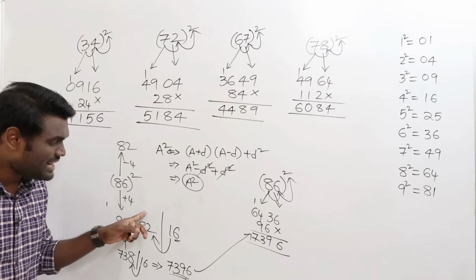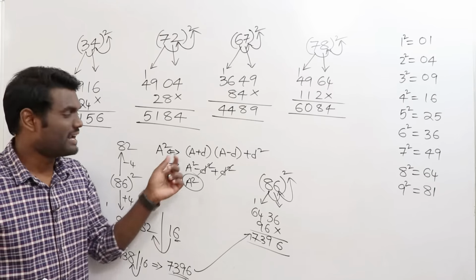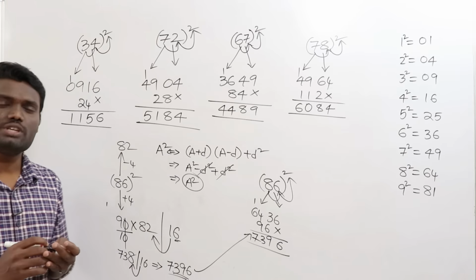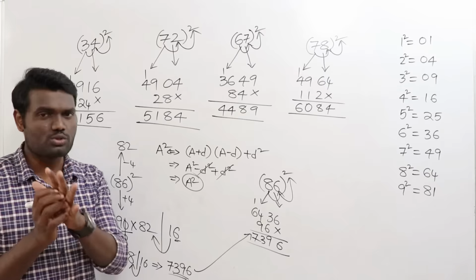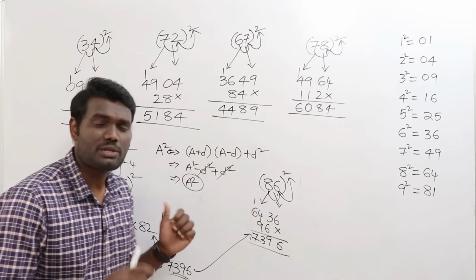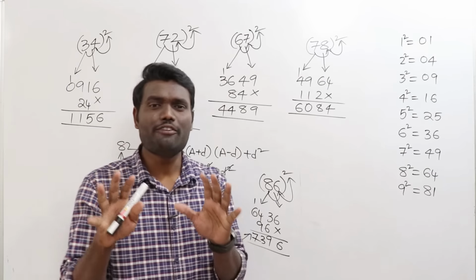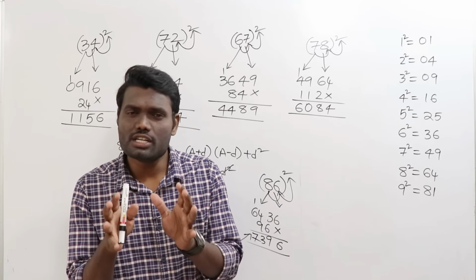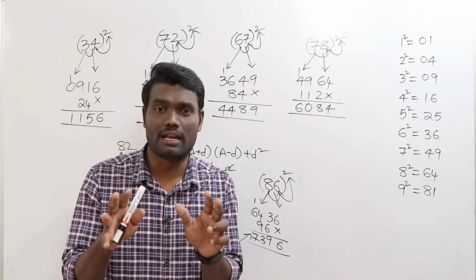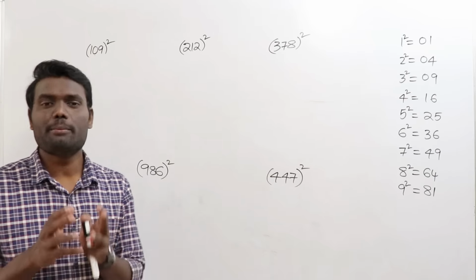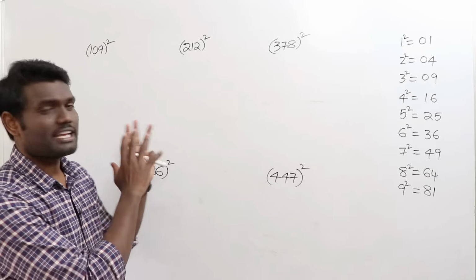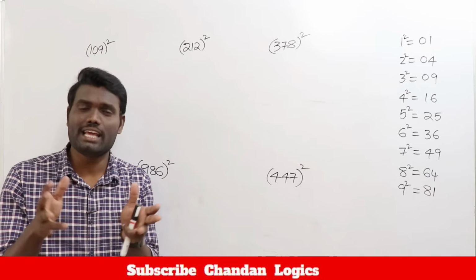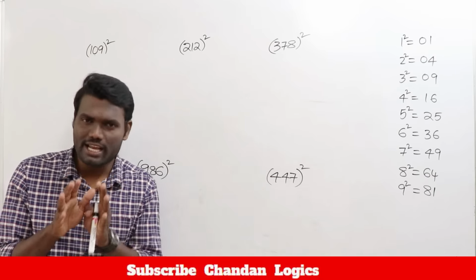So the same technique, that is a square will be written as (a plus d) into (a minus d) plus d square, the same technique we'll be using for numbers from 100 to 1000. So this is a universal technique which is applicable for all the numbers. Now we'll be applying this technique for 3-digit numbers as well, and calculating a 3-digit number square is also really simple. Let us look at some more examples so that you'll get a better idea on this. I'll be discussing 5 examples and you practice more examples so that you'll get a clear idea on this. The technique is really simple.